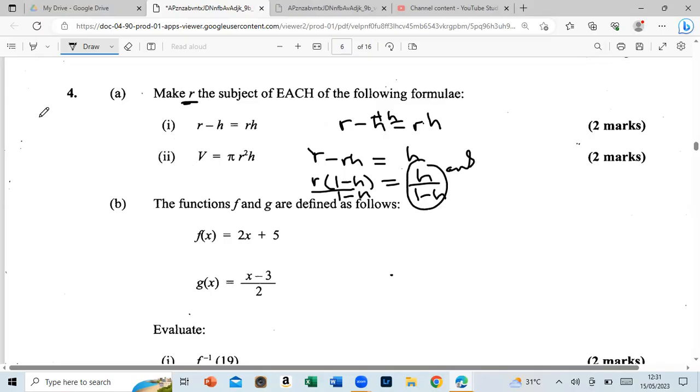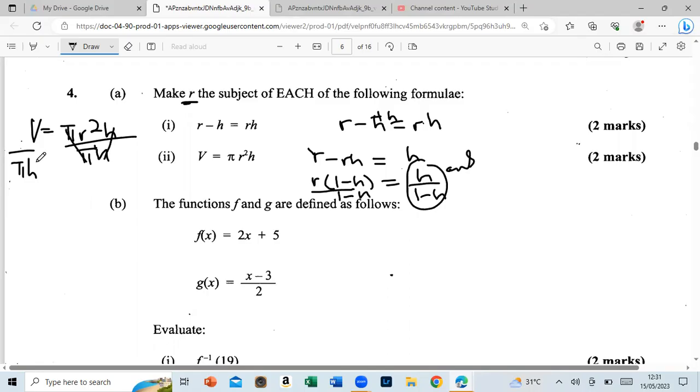And the next one says B equals pi r squared h. Again, we want r, so we divide by pi h. Take the opposite of what's happening. Because it's multiplying, we divide. So we divide by pi h.